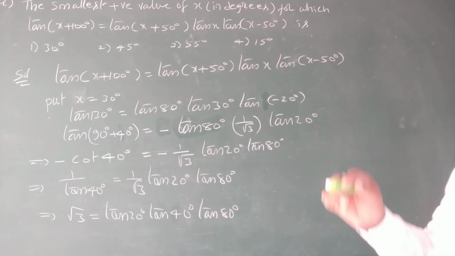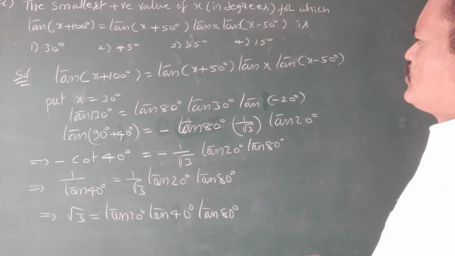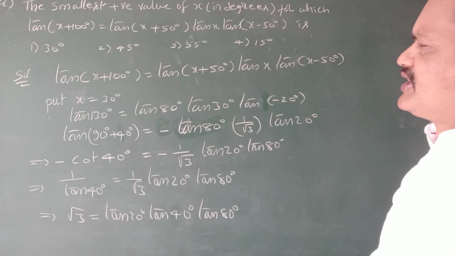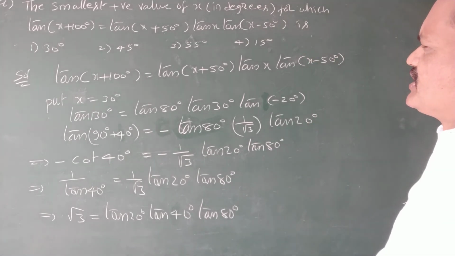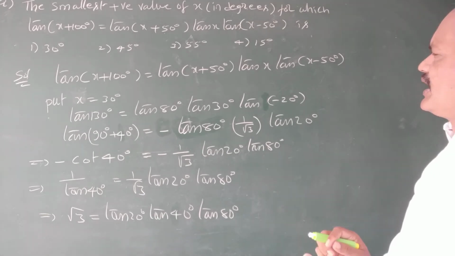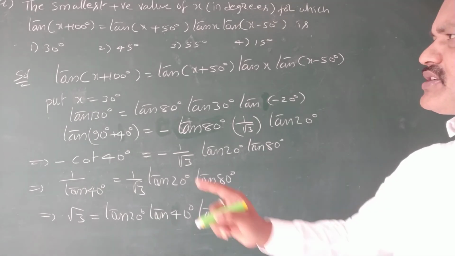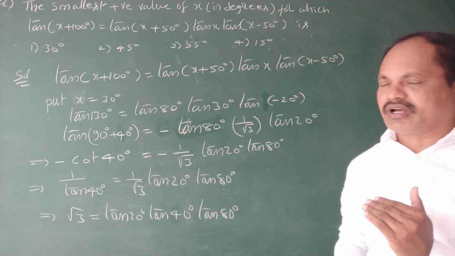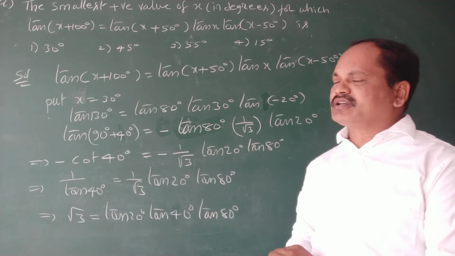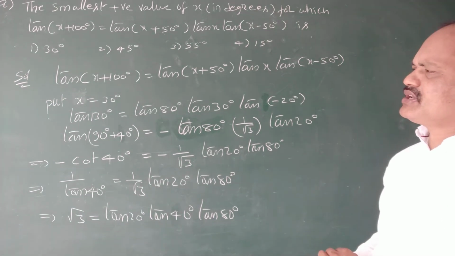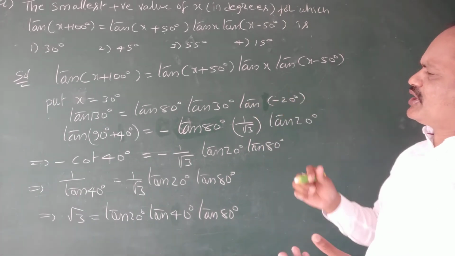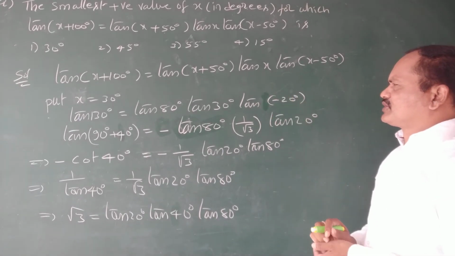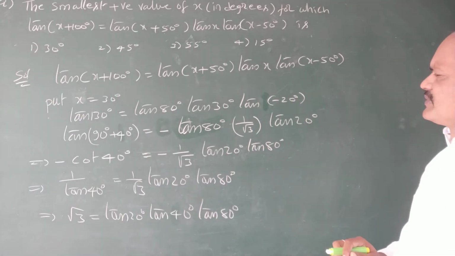Another question: the smallest positive value of x in degrees for which tan(x + 100°) is equal to tan(x + 50°) tan(x − 50°) is: first option 30 degrees, second option 45 degrees, third option 55 degrees and fourth option 15 degrees. Now we have to take the equation tan(x + 100°) = tan(x + 50°) tan(x − 50°).